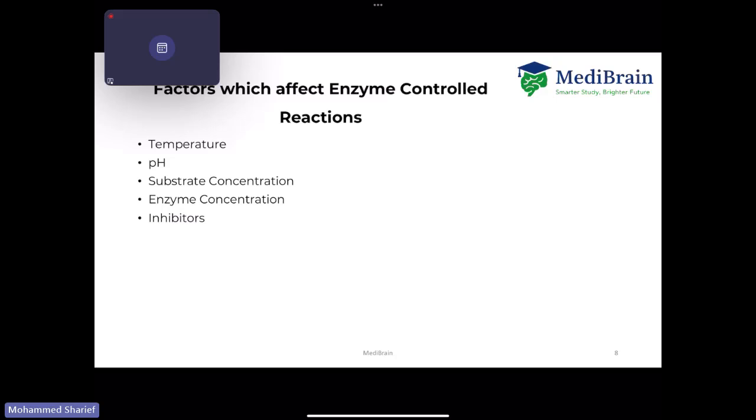These are the 5 points that you need to be familiar with, and these are the 5 points that will affect the rate of an enzyme-controlled reaction. So we've got temperature, pH, substrate concentration, enzyme concentration, and inhibitors. Okay, and we're going to take each of these step by step.